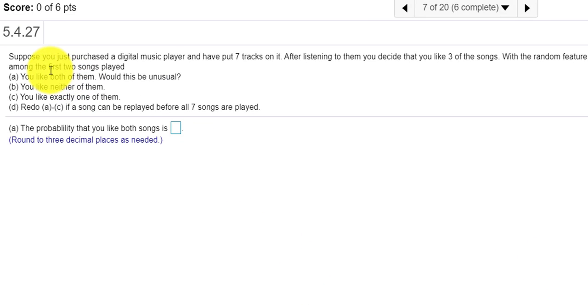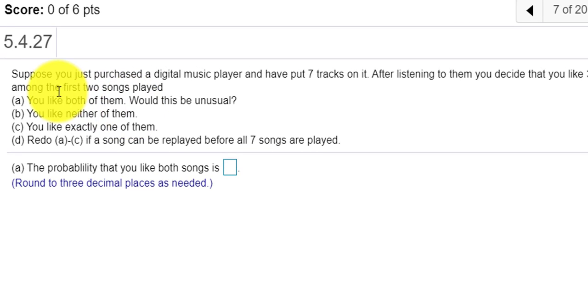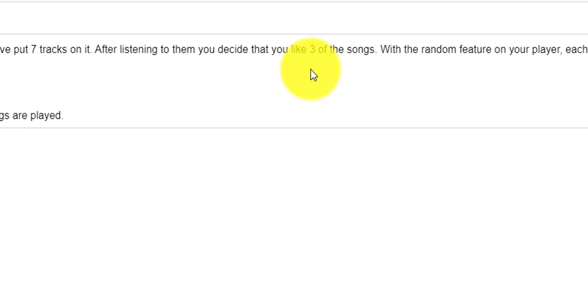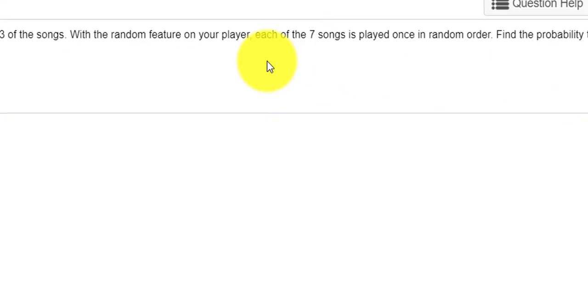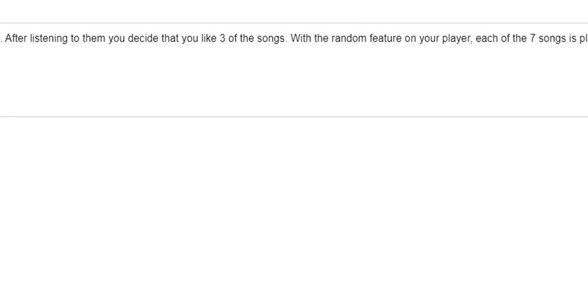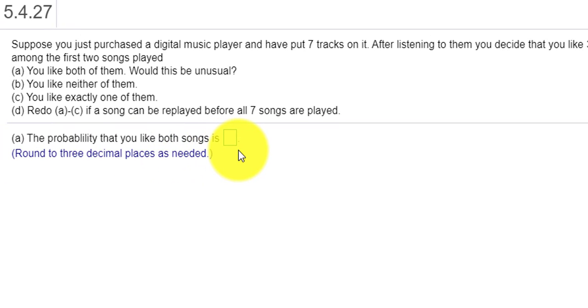So this problem is similar to the previous problem. We have a music player, there's 7 tracks on it. You like 3 out of the 7 tracks. You're going to press the random player button, so it's going to randomly pick a song. Find the probability that you like both songs. So you pick 2 songs, and what's the probability that you like the first 2 songs?